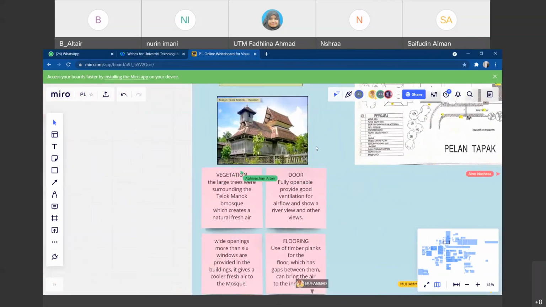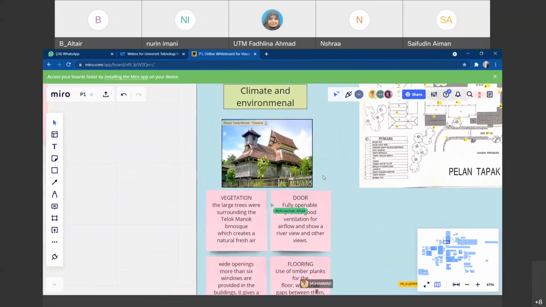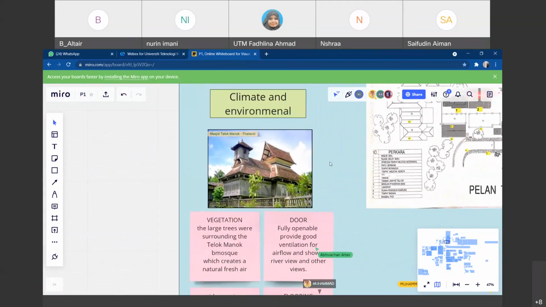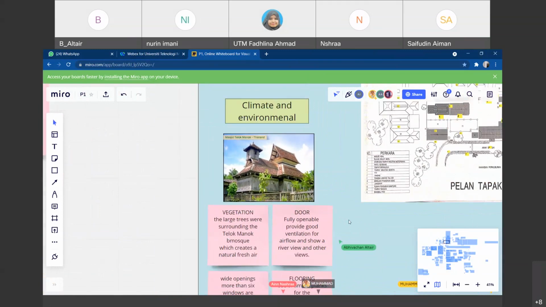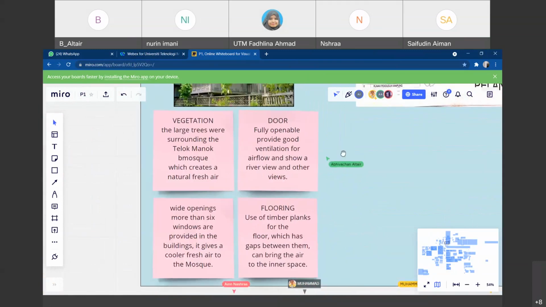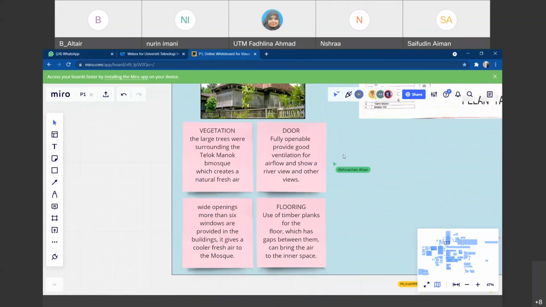Okay, now we go to the climate and environmental. So there are four things happening around the mosque, the first is vegetation. There are large trees surrounding the Teluk Manuk Mosque, which create natural fresh air. And then the next one is doors that are fully openable, which provide good ventilation for the airflow, and they can also show the river view and other views.